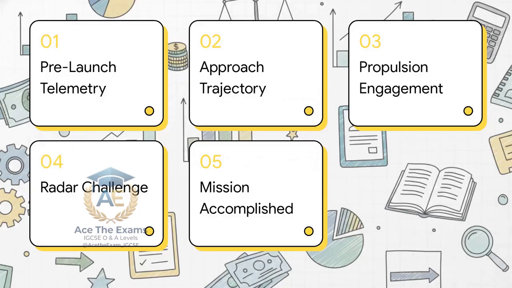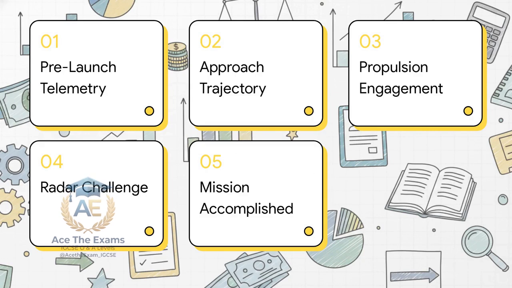Here is our flight path for today, designed to map out the examiner's exact blueprint. We'll start with pre-launch telemetry, map our approach trajectory, handle propulsion engagement, run a live radar challenge, and finish up with our mission accomplished checklist.